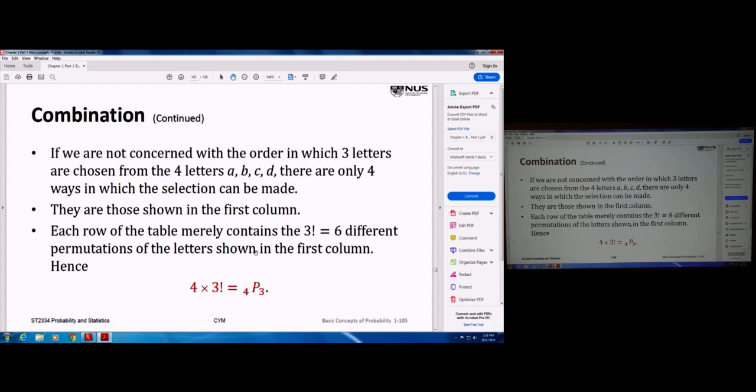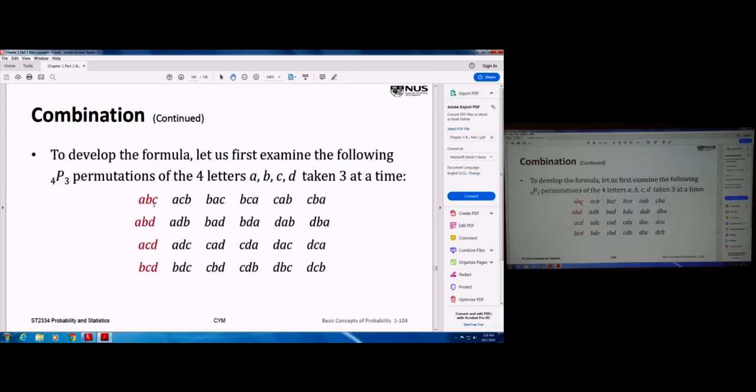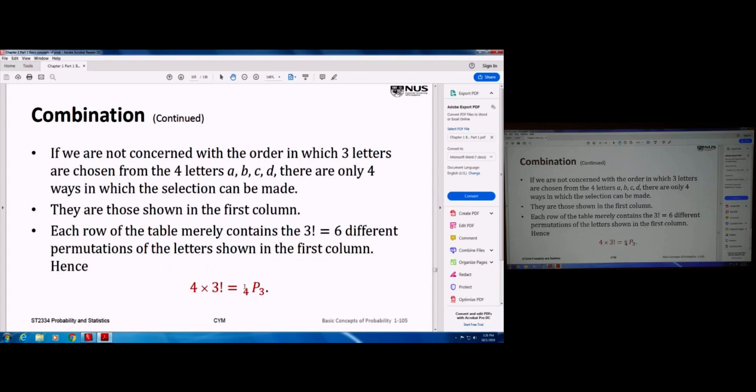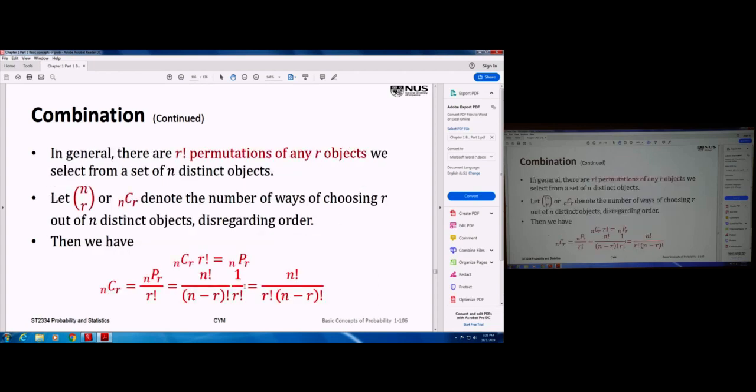So why is that 3 factorial? Because here I've got 3 things and I want to know the number of permutations of 3 things. So that's 3 factorial, we already know that. So that's why they've got 6 along the rows. Okay. So basically the number of permutations, 4 times 3 factorial, is 4 factorial, as I said. So in general, there are r factorial permutations of r objects. We know that, we've already learned that. That's one of the first things that we did.